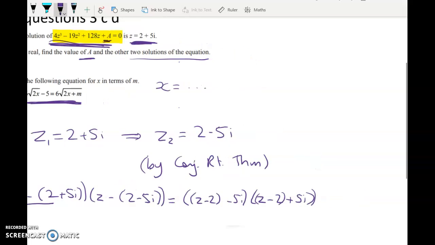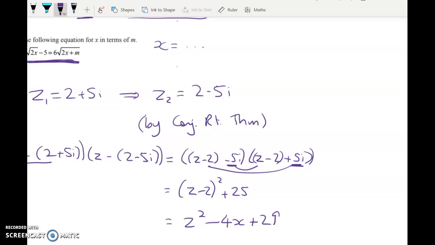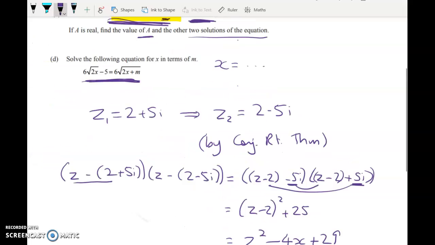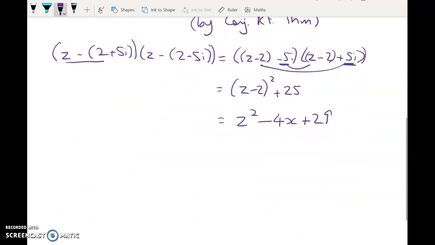Right, so just do that little bit of rearranging with some brackets, and it's now really easy to expand. So we get z minus 2 squared. These go, and we get minus 25i squared, which is plus 25. So we can very quickly get the quadratic term here, which will be z squared minus 4z plus 29. So that's the first bit.